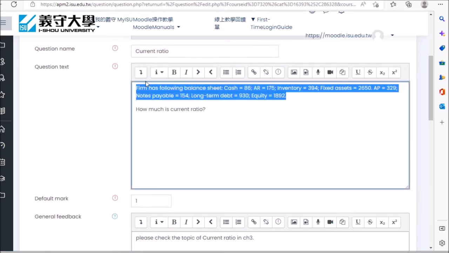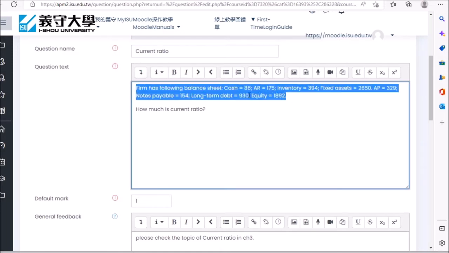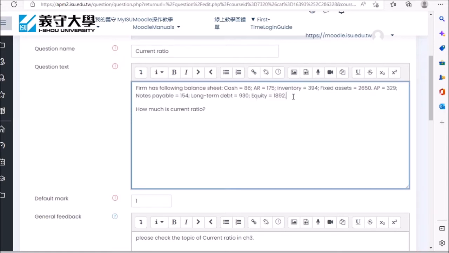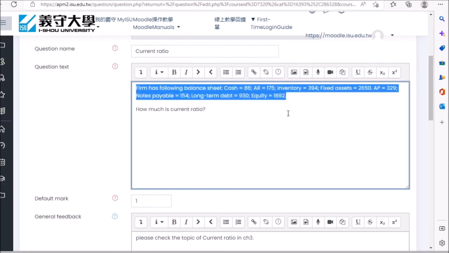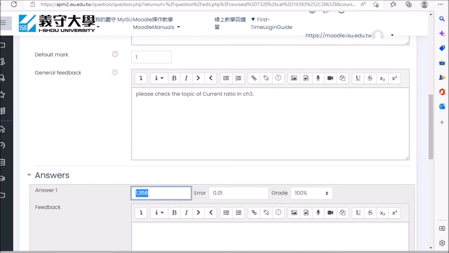Next question is on current ratio, which is current assets divided by current liabilities. What you have is the information on the balance sheet over here. You need to calculate which of these parts of the balance sheet make up the current assets, which of these parts make up the current liabilities. That's basically short-term assets and short-term liabilities. And the ratio of those two is going to give you the current ratio of 1.356.